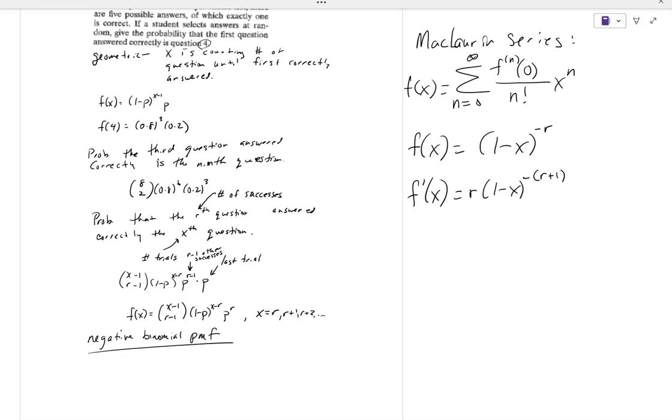All right. Second derivative, same idea. I'll bring the exponent down in front. It'll have a negative, but the negative will cancel out because of the derivative of the inside, the chain rule, right? So you'll get r times r plus 1, 1 minus x to the negative, and again, I'll factor it out, being r plus 2. We agree?